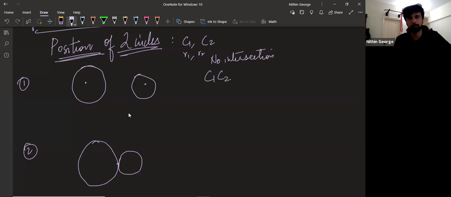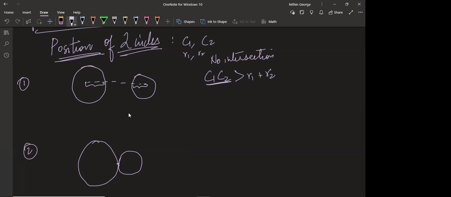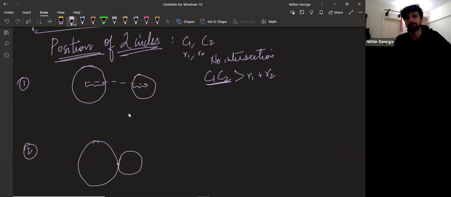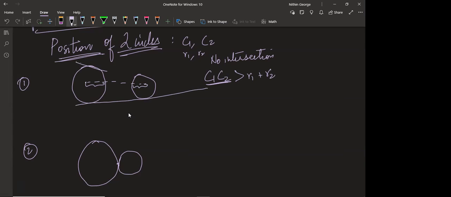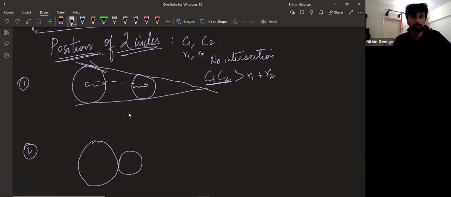What can you say about the length C1C2? It will be greater than R1 plus R2, won't it? Just connect C1 and C2, you can see R1 here and R2 here. This is definitely greater than R1 plus R2, right? Yes, sir. Now, how many common tangents can you draw to this? You can draw 1. You can draw 2. Not 2, you can draw 3 here. You can draw 4.